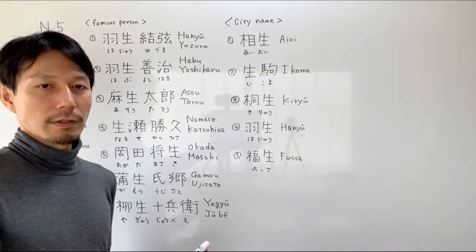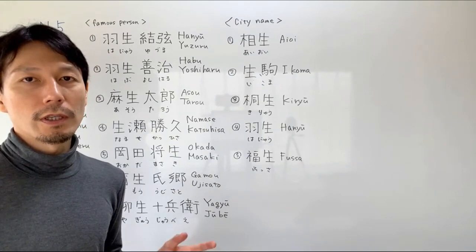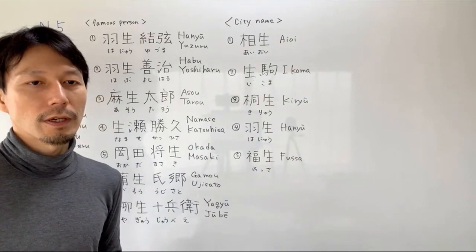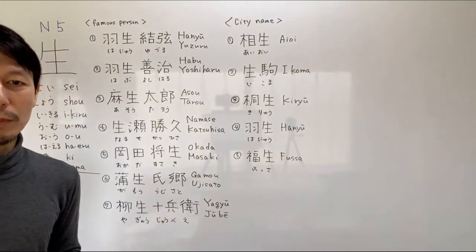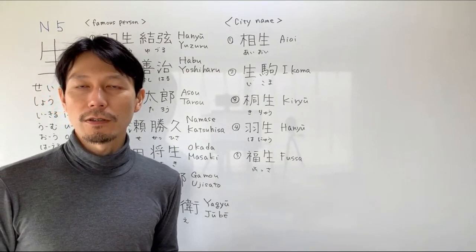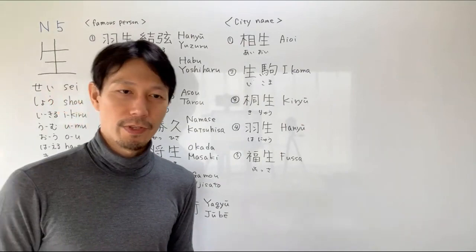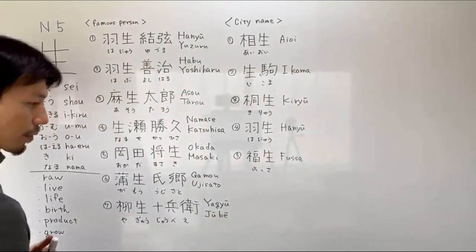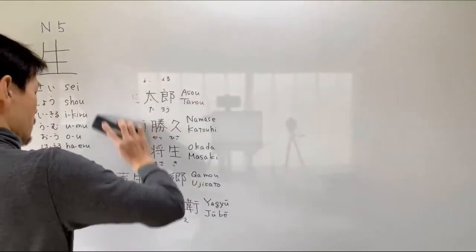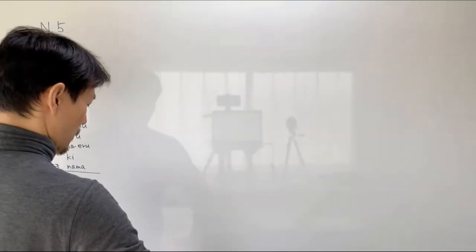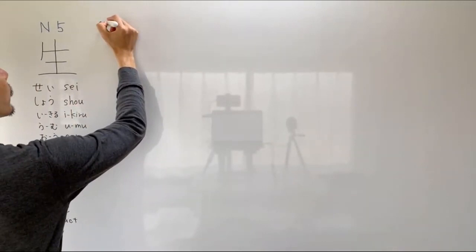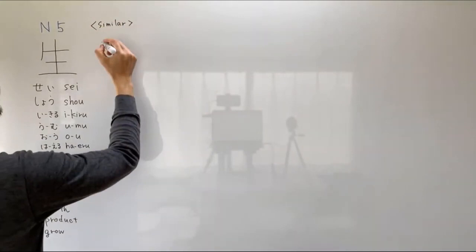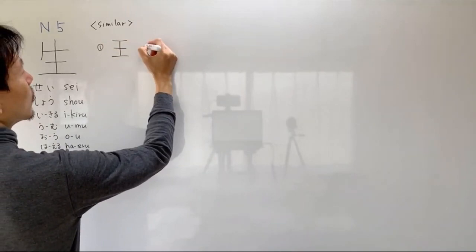Right, and next, here are some kanji that are similar to nama. I will include a link to the video in the overview section and description, so you can check it out if you are interested. Similar kanji. I will introduce one character. O. It means king.